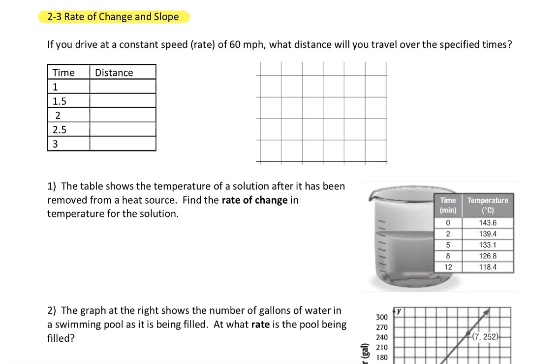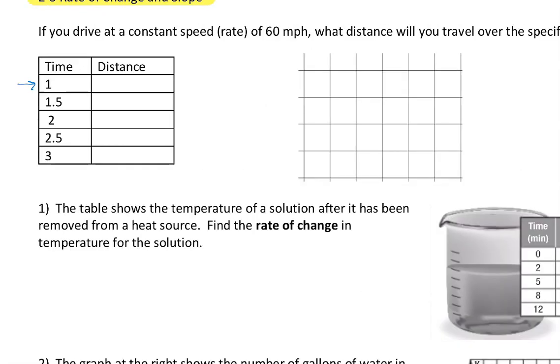But the first thing we have is, if you drive at a constant speed or rate of 60 miles per hour, what distance will you travel over the specified times? So after 1 hour, you will have traveled 60 miles. If you're going 60 miles for every 1 hour, 60 miles per hour, if that's a constant rate, then you will have traveled 60 miles.